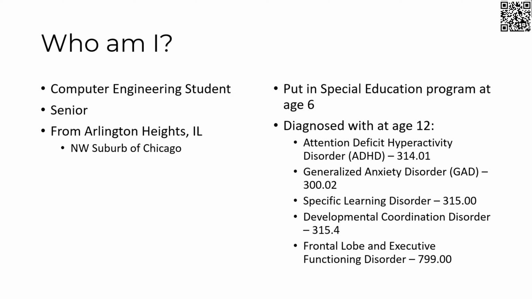diagnosed with? So I was diagnosed, so at age six or seven-ish, I was put into a special education program in my kindergarten class because I was deemed a child with special needs. And at age 12, I was diagnosed with ADHD, generalized anxiety disorder, and developmental coordination disorder, as well as frontal lobe and executive functioning disorder. If anyone knows what the DSM is, those are the codes for that, but I don't know if people know about that.